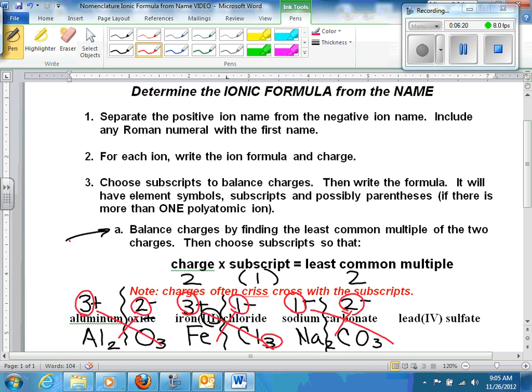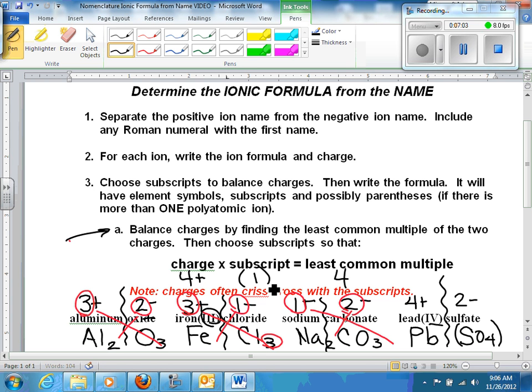Step number 1, what we want to do is split. Luckily, we've got a Roman numeral, so we know that lead, Pb, has a charge of 4+. Sulfate is SO4, and it has a charge of 2-. So I want to go ahead and put my parentheses around my polyatomic ion. On this one, my least common multiple for a 2 and a 4 is going to be 4. So for lead, its charge is 4+. I'm going to need a subscript of 1 on that, so I don't need to put anything right here.